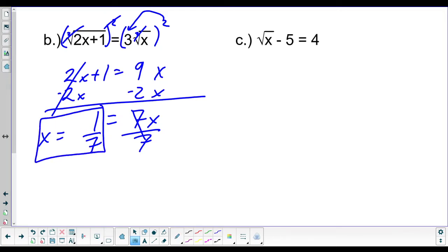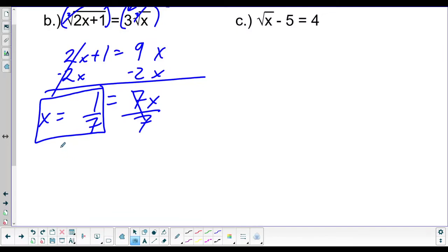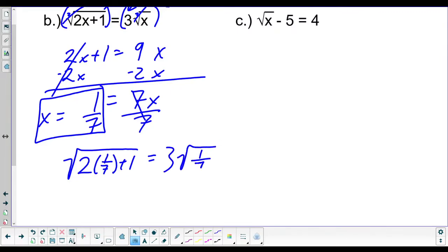Now we have to plug these back in. So we're going to have 2 times 1 over 7 plus 1 equals 3 times 1 over 7. All right. So now we've got radical 2 over 7 plus 1 equals 3 times 1 over 7.